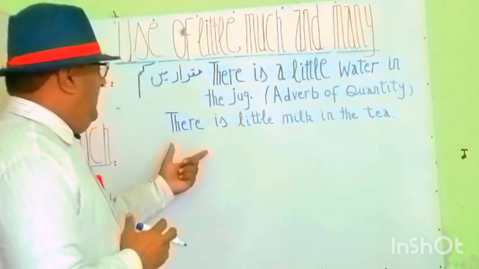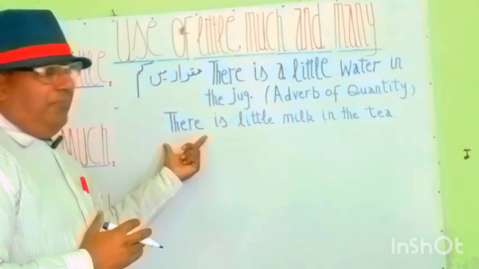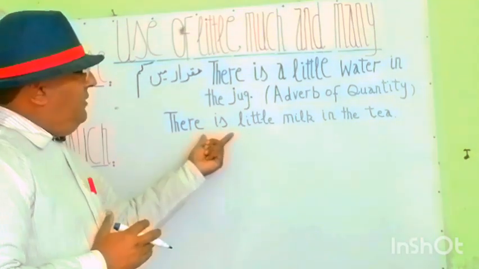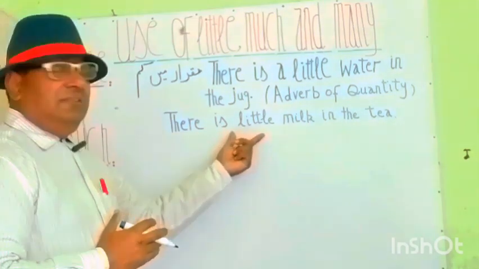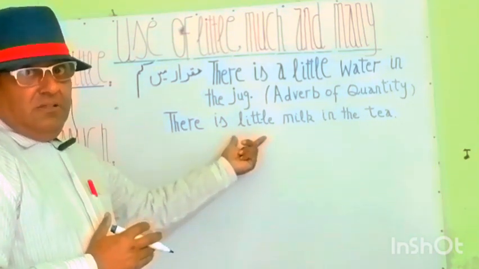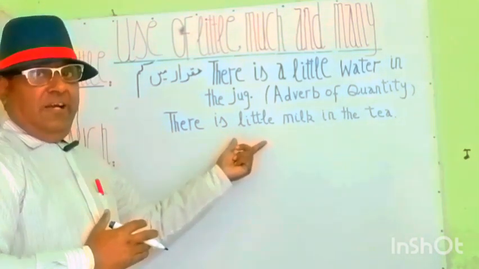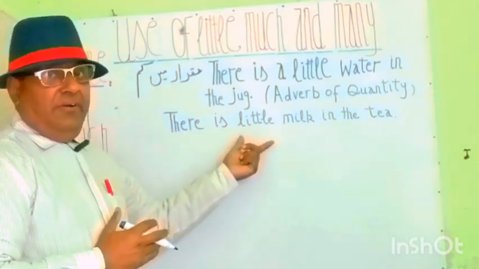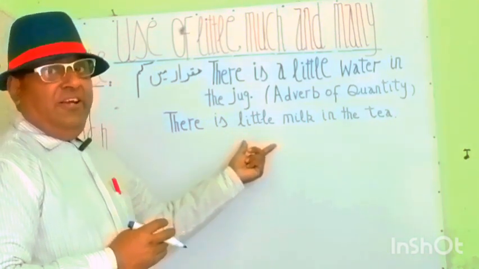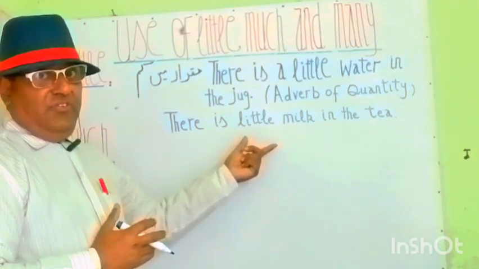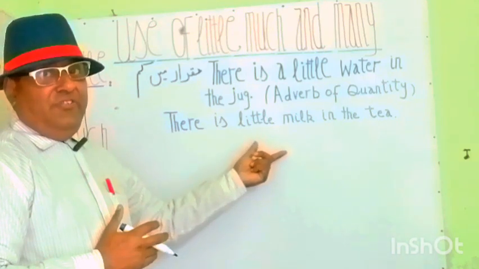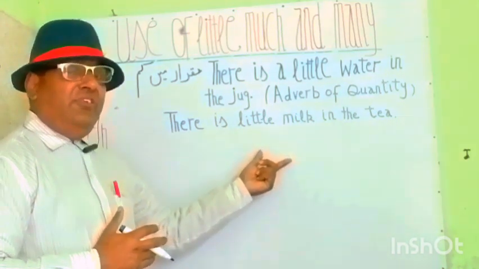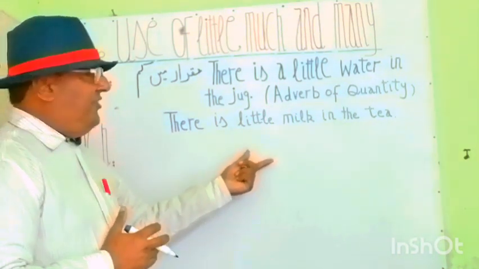And here, see, there is an adverb of place. Is a helping verb, and little means less. Little is an adjective and it has 3 degrees. Positive is little, comparative is less, and superlative is least. Little, less, least.